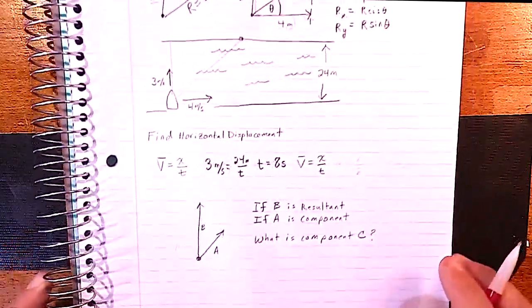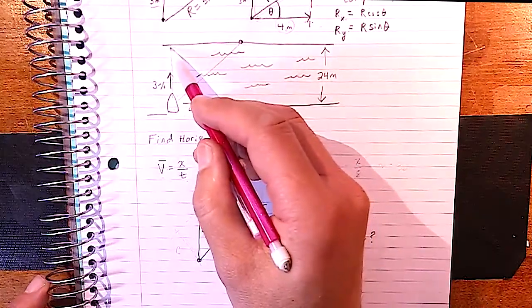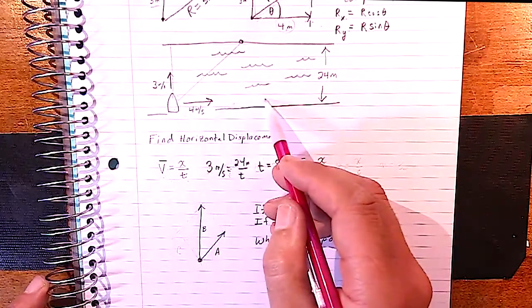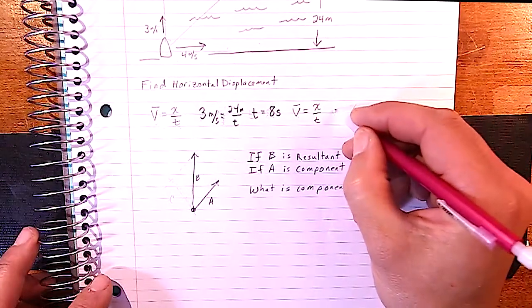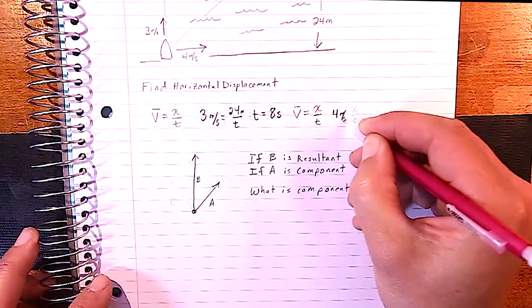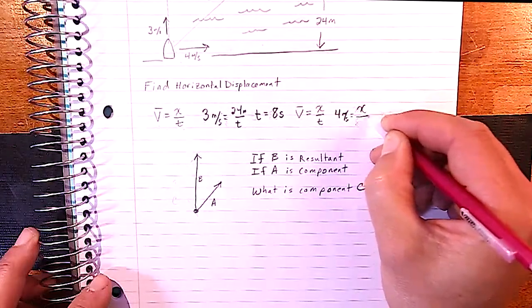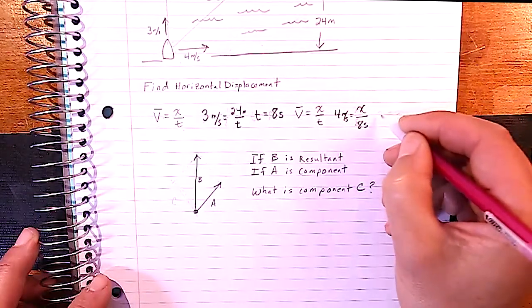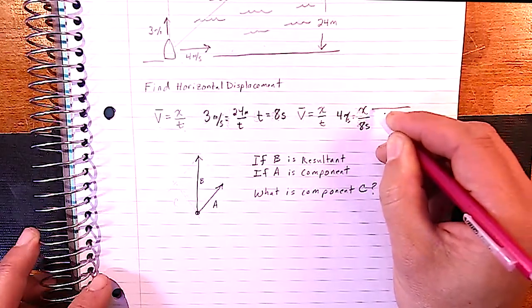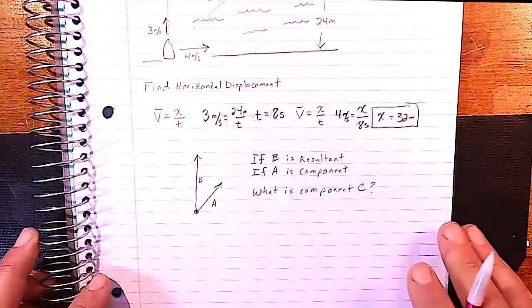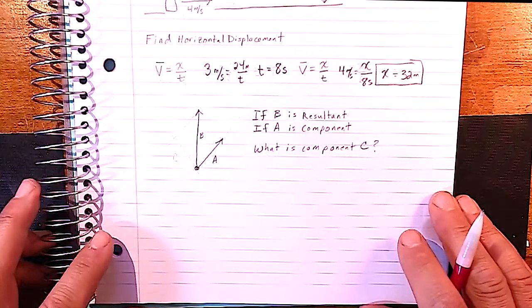Well, now we know that it takes 8 seconds to cross the river. How far down the river is it going to travel? Well, again, the velocity is constant at 4 meters per second, and this time we know the time. It takes 8 seconds. So what's the horizontal displacement? 32 meters.